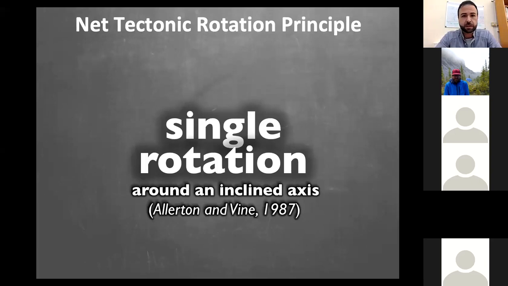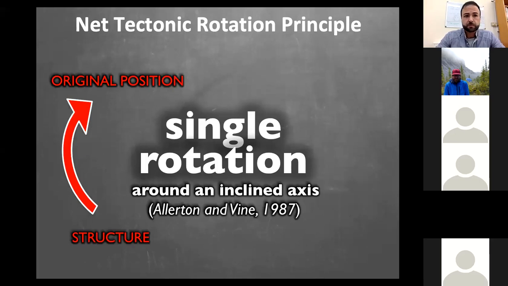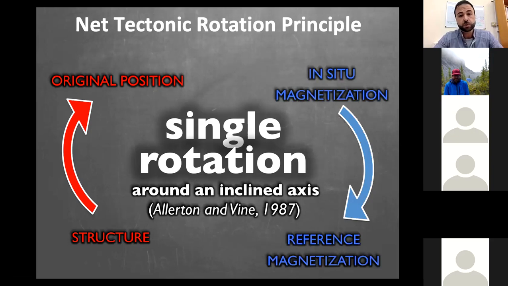Now, the net tectonic rotation essentially calculates a single rotation around an inclined axis that can restore the structure to the original position, which is what the tilt correction approach does. But on top of this, the net tectonic rotation also wants to restore the in situ magnetization to the reference magnetization. The reference magnetization is the original direction of the magnetic field recorded by the rock when the rock was still in situ, so before any deformation. So in other words, in the tilt correction, we only look at this portion.